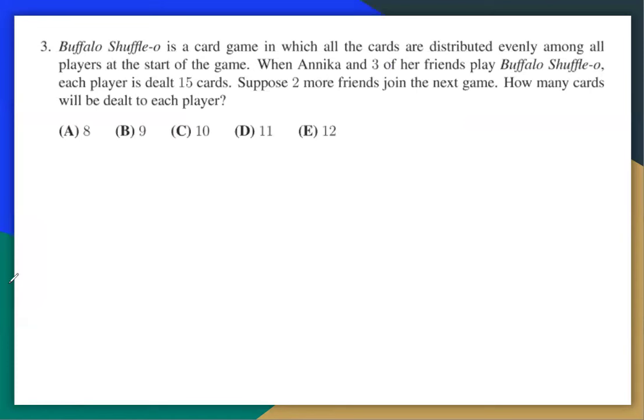And the next one: Buffalo Shuffle is a card game in which all the cards are distributed evenly among the players at the start. Anika and 3 of her friends play the game. Each player will have 15 cards. Since we have 4 people and each has 15, we start with 60 cards. Suppose 2 more friends join the game, how many cards will be dealt to each player? Since we already have 4 people, if you add 2 more, that's 6 people, and then we divide by 6, so that should be 10 for each individual.